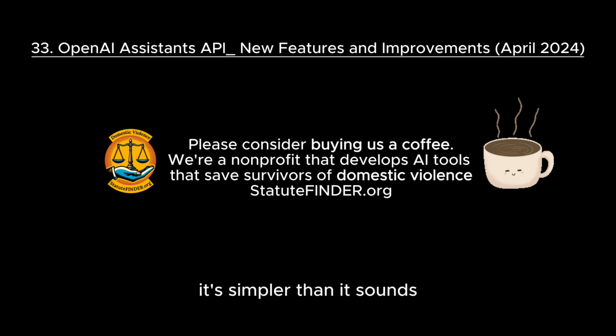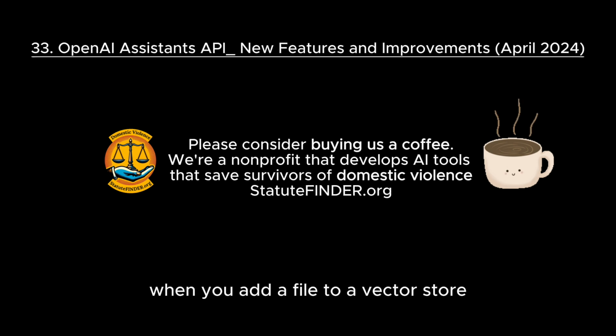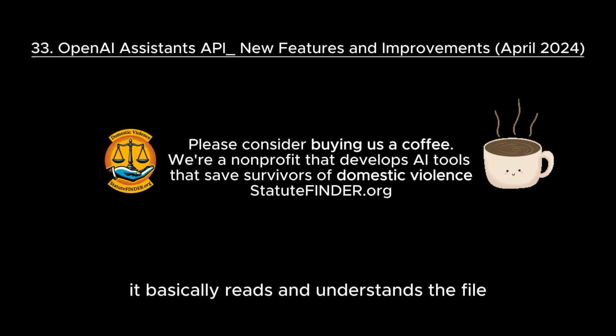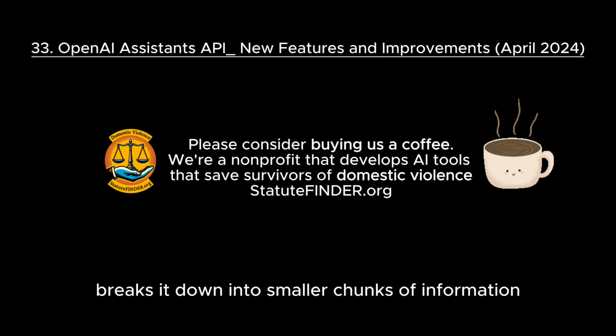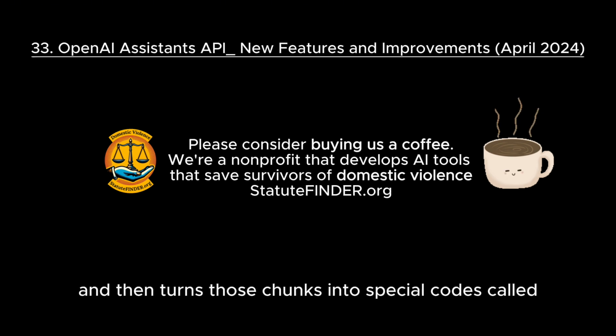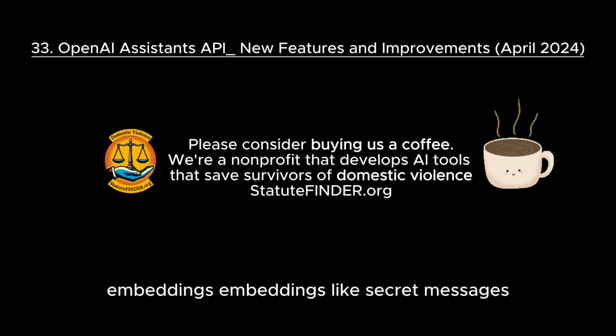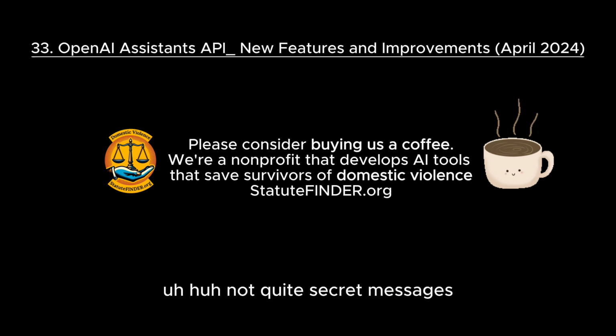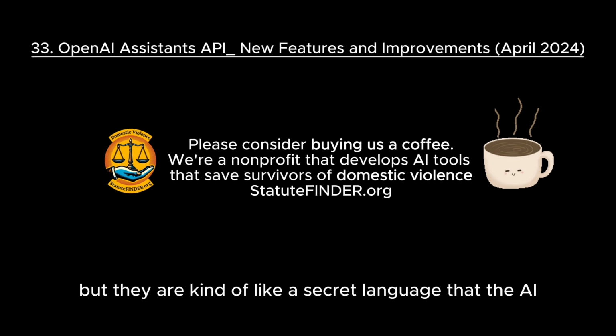Yeah, it's simpler than it sounds. Think of it like this. When you add a file to a vector store, it basically reads and understands the file, breaks it down into smaller chunks of information, and then turns those chunks into special codes called embeddings. Embeddings, like secret messages? Not quite secret messages, but they are kind of like a secret language that the AI understands.